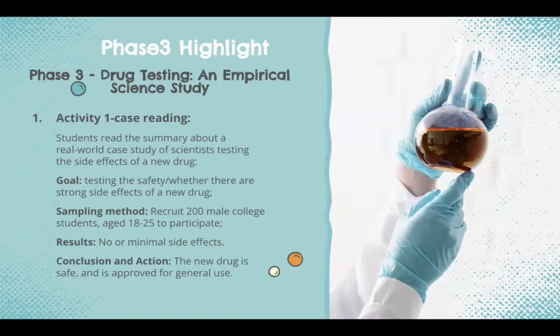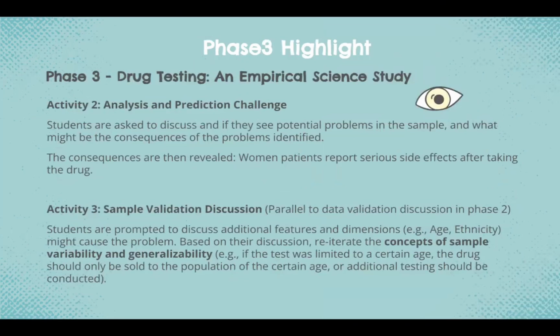I'm just going to elaborate on one activity in my phase 3. In this phase, the students are introduced to a drug effectiveness testing workflow, with the testing sample only including young white males in a certain local community. After reading the science workflow, the students are going to be data detectives to inspect the sample and identify potential problems of implementing the new drug to the public.